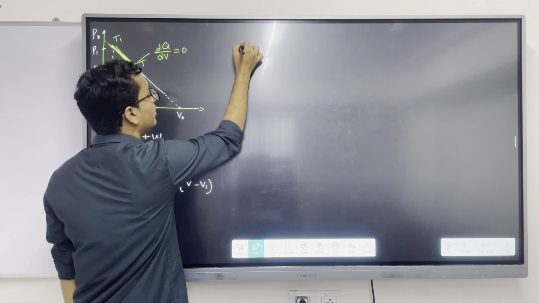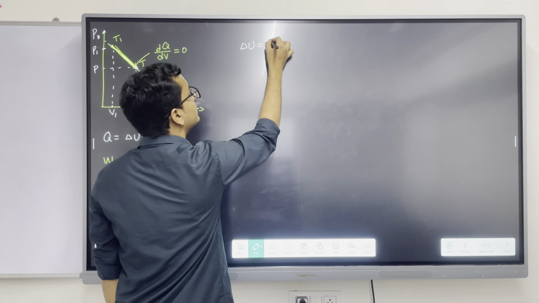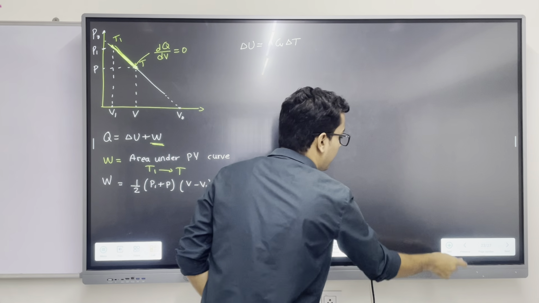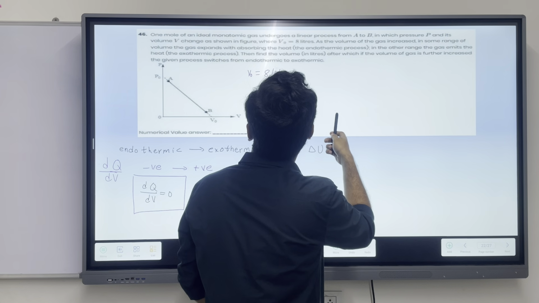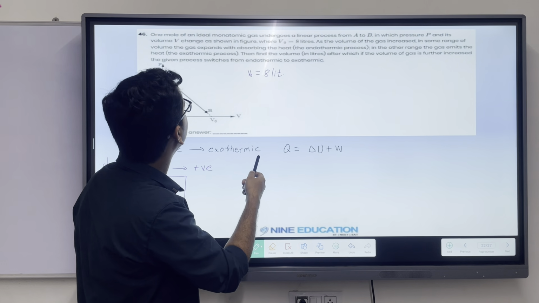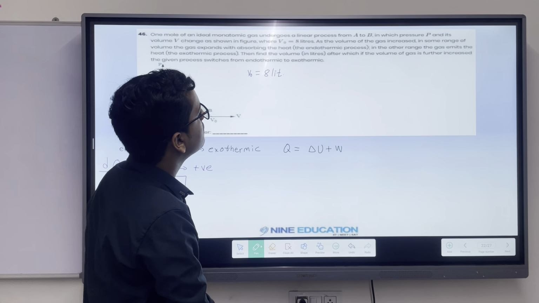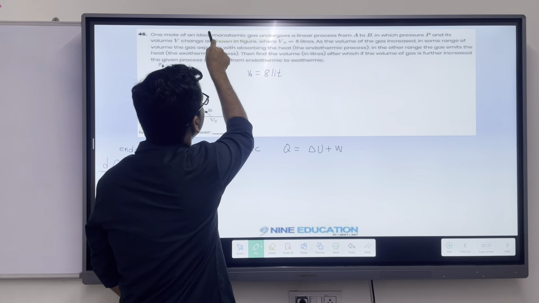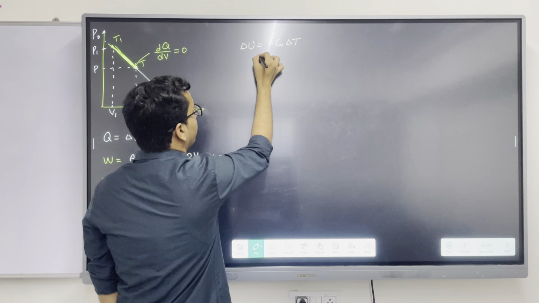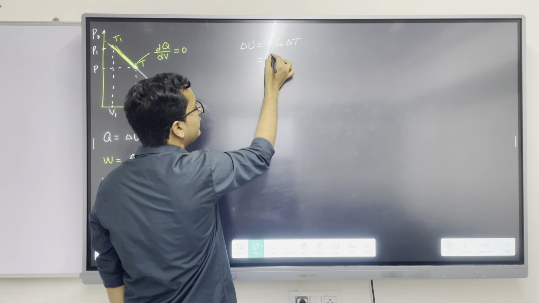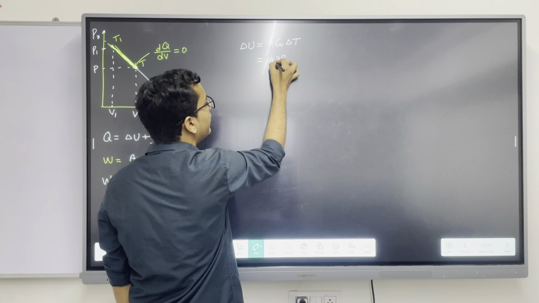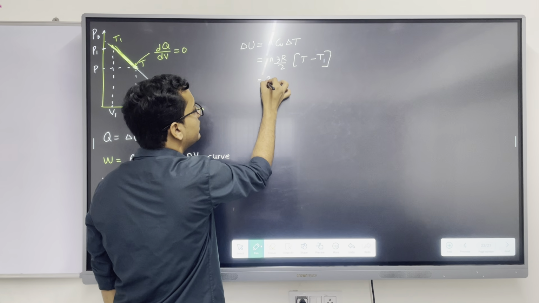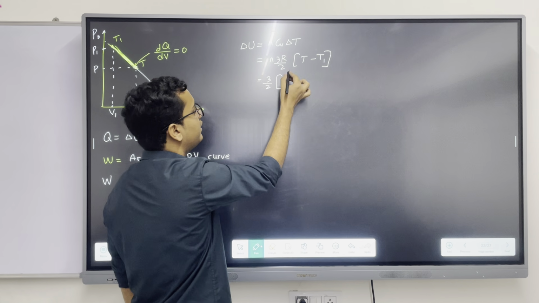Okay. Then what about delta U? Delta U is nothing but n Cv delta T, right? I believe gamma is going to be... one mole of ideal monoatomic gas. So it is monoatomic gas. For monoatomic gas, this equation basically becomes n times 3R by 2 into T minus T1. So 3 by 2 nRT minus nRT1.